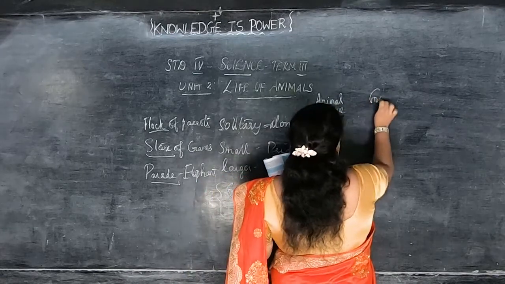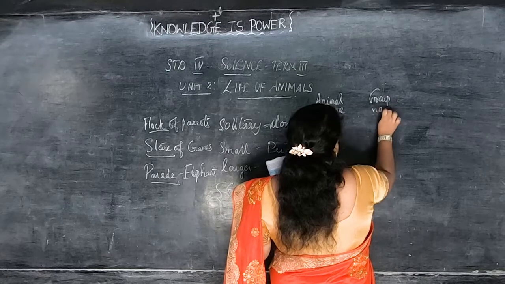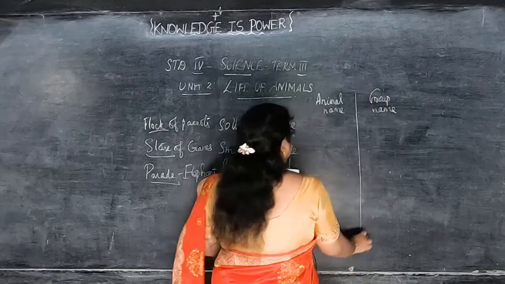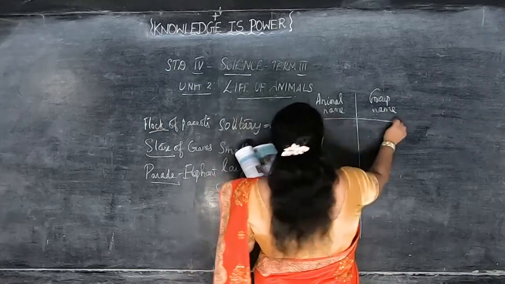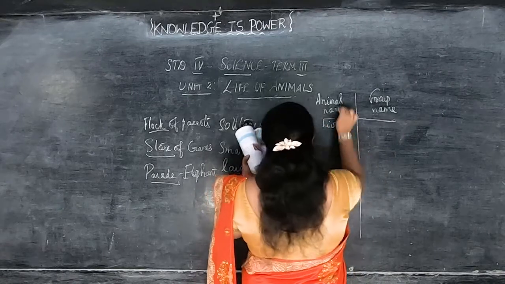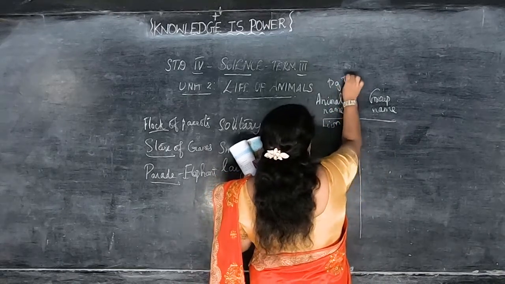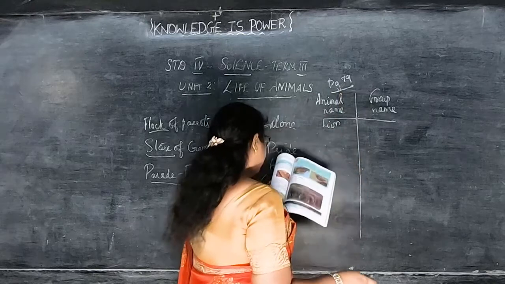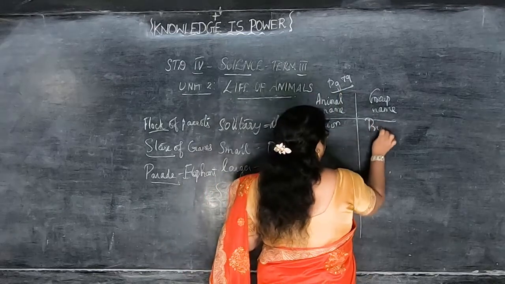And this is a group name. So you have to be thorough with this, children. I may ask this for the exam also. Okay. So lion, this is page number 79. If you buy the book, you can see this. Lion, and the group name for that is pride.